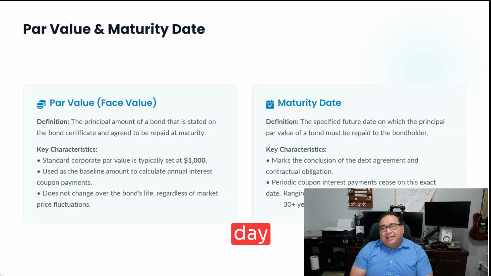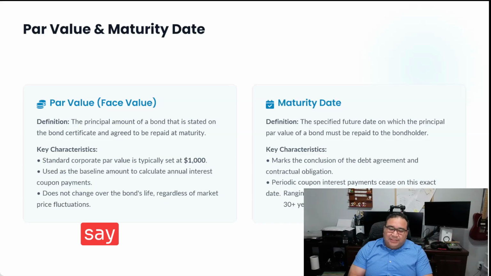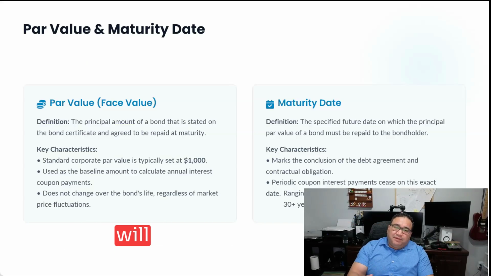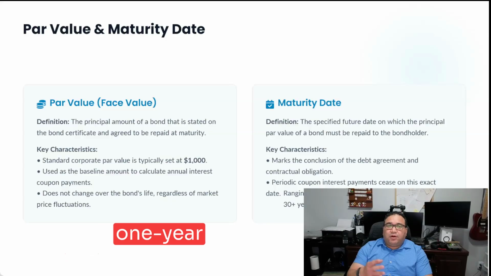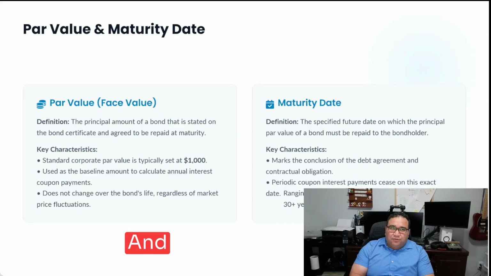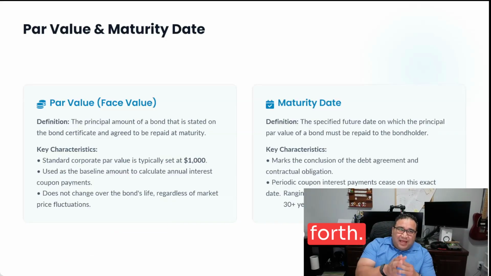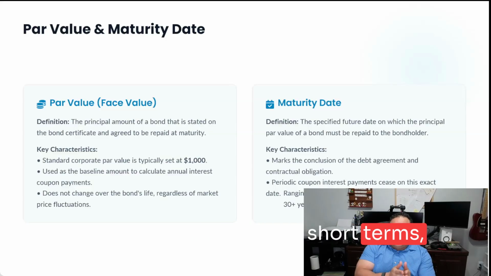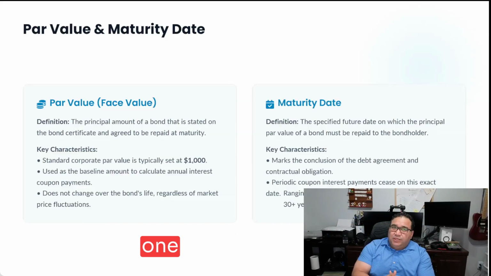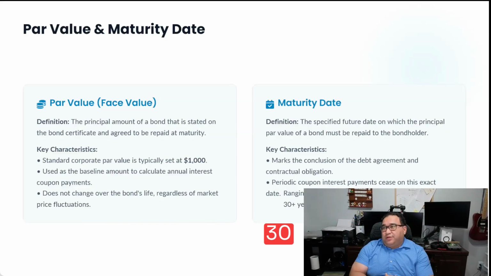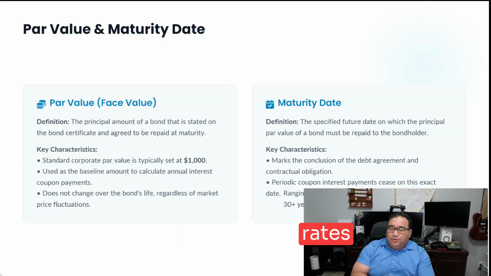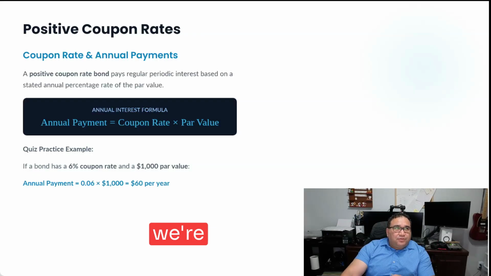Maturity date is the day that the bond expires. So say it's a 5-year bond, the maturity date will be 5 years down the road. If it's a 1-year bond, then it's 1 year and so forth. They range in term. You can have a bond that's less than 1 year and you can have some that go up to 30 years. Okay. And the interest rates are going to reflect that. That's what we're going to look at next.